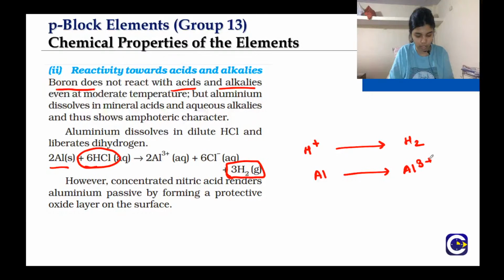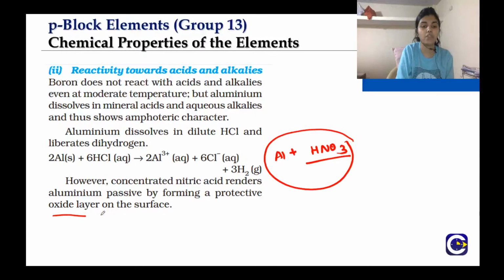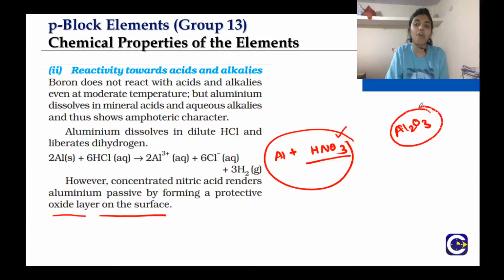Now next, if you take concentrated nitric acid, that is HNO3, and treat aluminium with it, it forms a protective oxide layer on the surface, right? So it does not react with nitric acid. Why? Because we have already studied that with a minute amount of oxygen, it forms a layer of Al2O3, which prevents further attack of aluminium by oxygen, and by acids like concentrated nitric acid also, right?